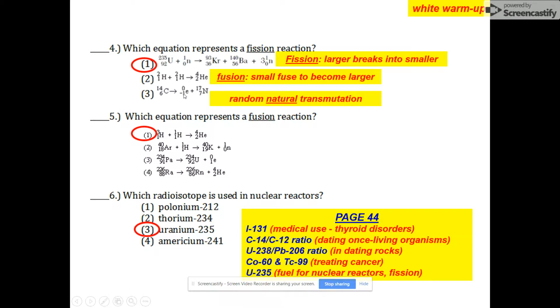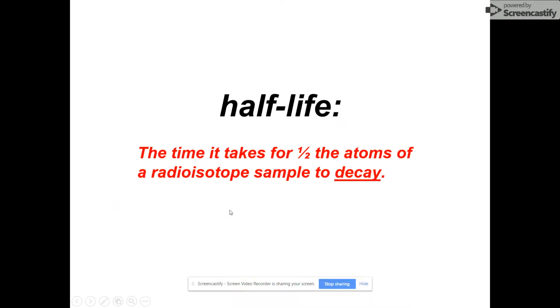And this is just some random natural transmutation, decay of a radioactive isotope, carbon-14. Fusion, slamming together two small nuclides to make a larger nuclide. That's fusion. And number 6, I recommended that on page 44 you memorize these radioisotopes and what their uses are by humans. And so in nuclear reactors, it's uranium-235. Okay? All right, moving on.